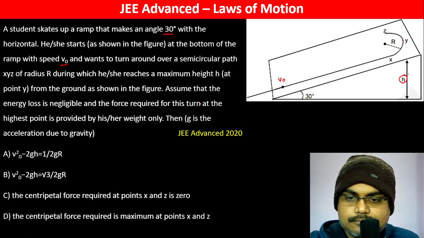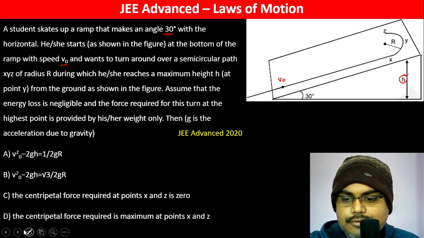From the ground, as shown in the figure. Assume that the energy loss is negligible and the force required for this turn at the highest point is provided by his or her weight only. Then g is the acceleration. Then we have to find out all these things.